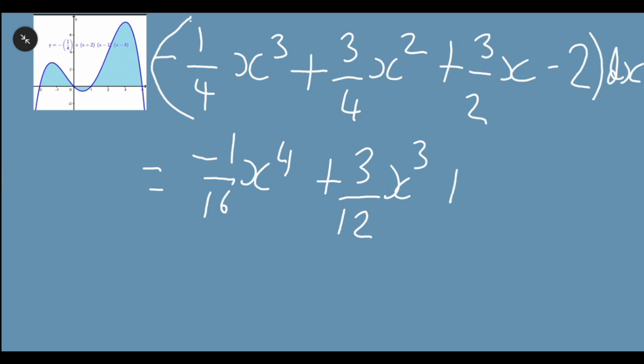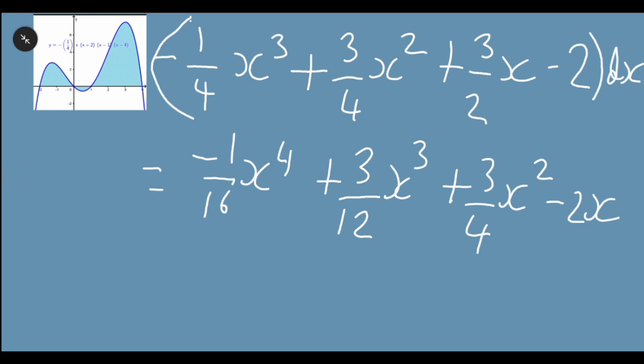Then we do plus an x squared here, and so you'd be doing 3 over 2 divided by 2, which would be 3 over 4, and the minus 2, you just add an x, so it just becomes minus 2x. We can usually put the plus c on the end, but in this case, for the area under the curve, we don't need to include plus c.